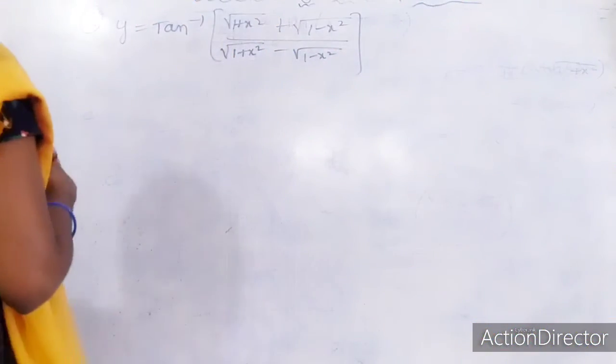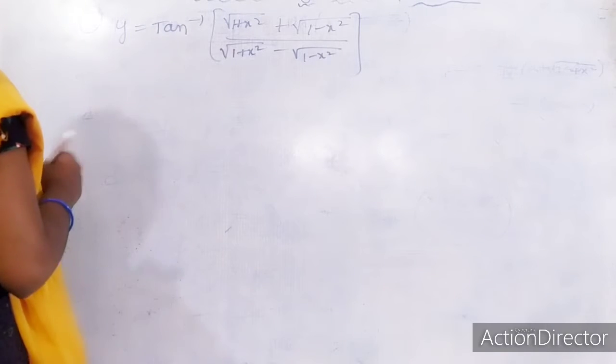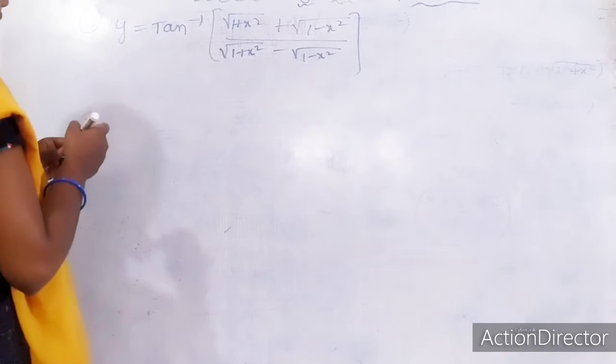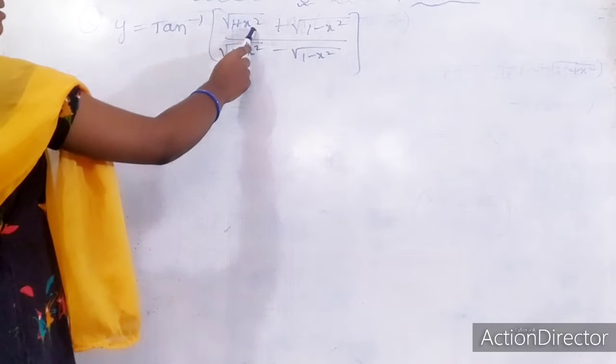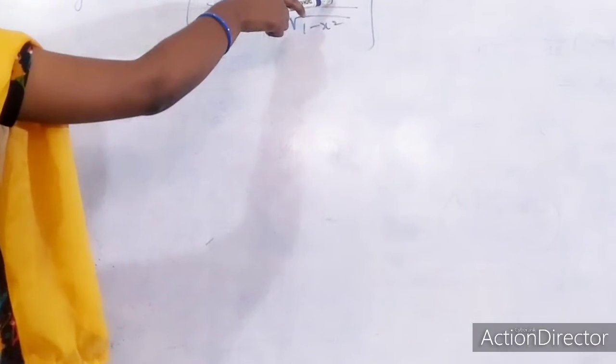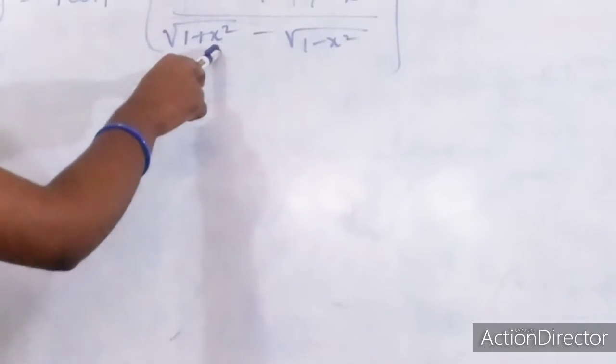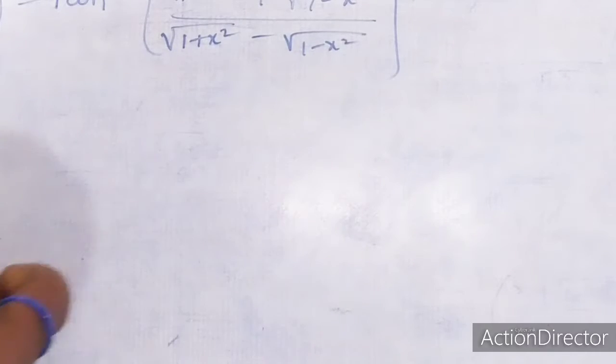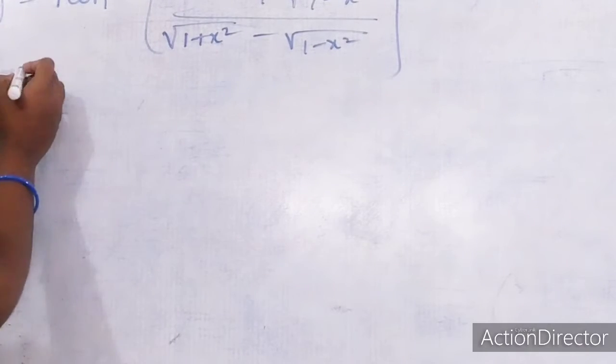Now we see the next question. Find the derivative of the following. y is equal to tan inverse of (root of 1 plus x square plus root of 1 minus x square) by (root of 1 plus x square minus root of 1 minus x square). We will find the derivative.